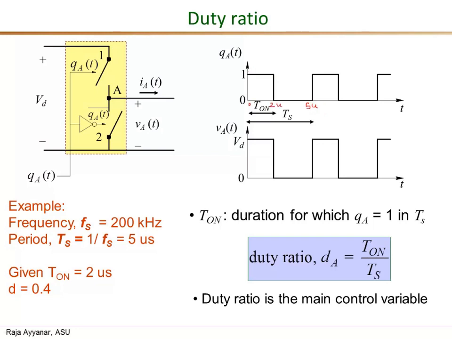Similarly, in the second switching period, starting from 5 microseconds, it ends at 10 microseconds. Let's say this instant is 7 microseconds. Then the D in the second switching period is also 2 microseconds over 5 microseconds Ts, which is 0.4.